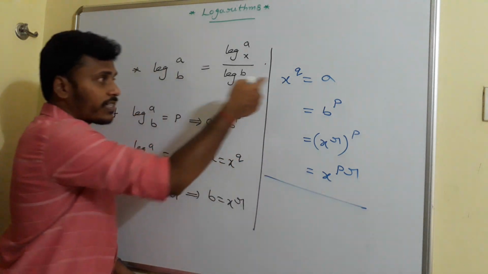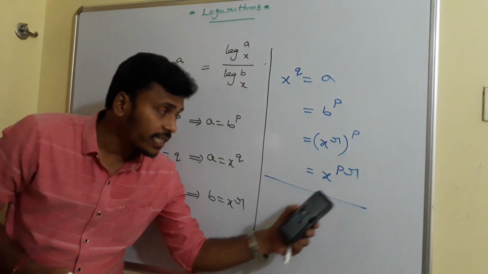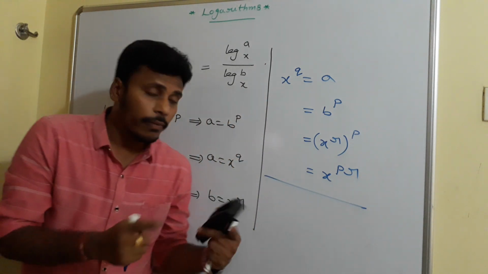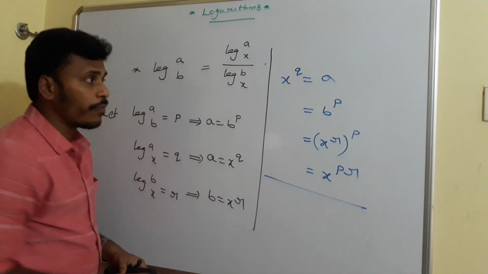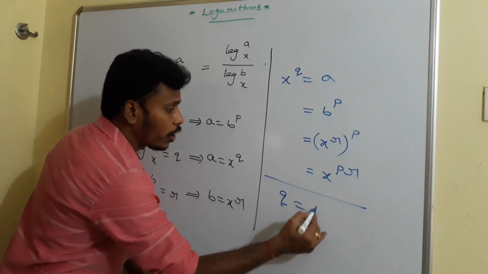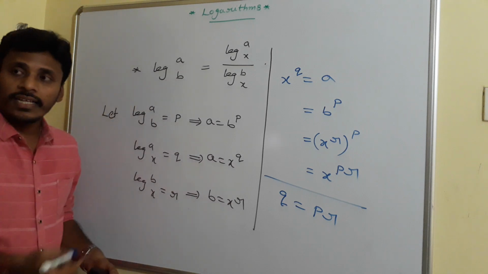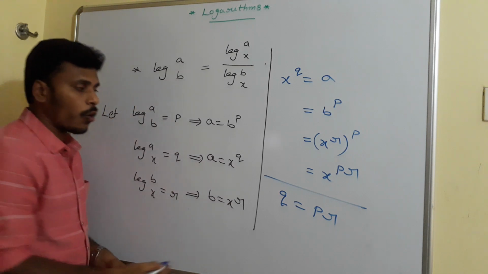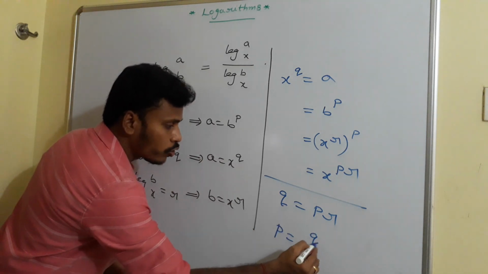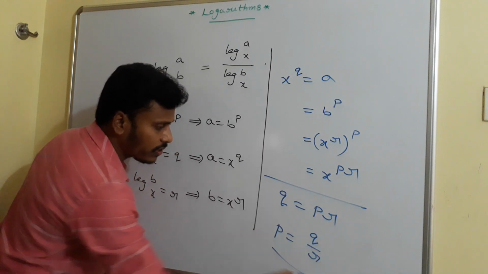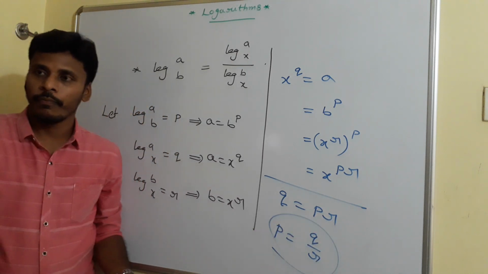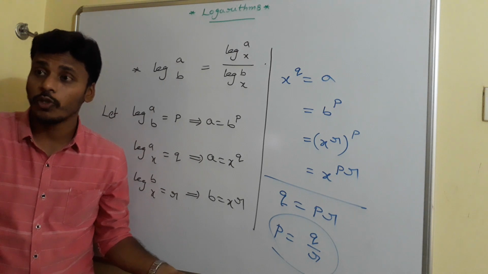Now, this left side is x power q, whereas the right side is x power pr, but the base x is the same. You need to take that q is equal to pr. Since q is equal to pr, now what is p? P is equal to q by r. Just send that r this side. P is equal to q by r. At the end you have that p is equal to q by r.